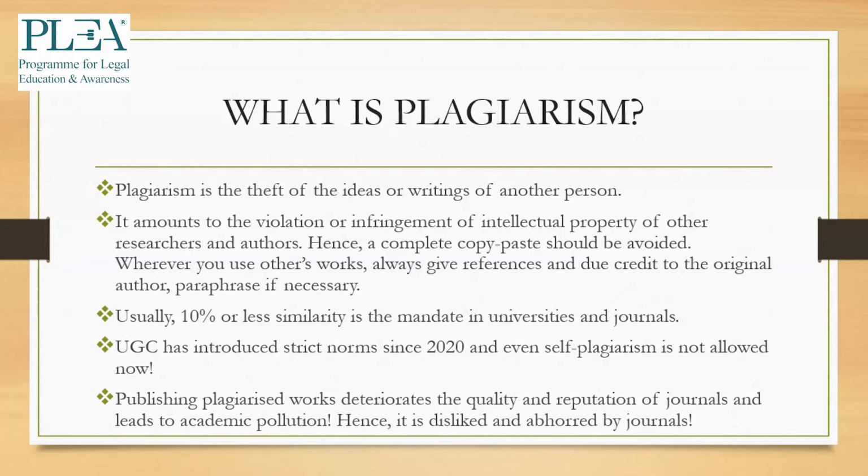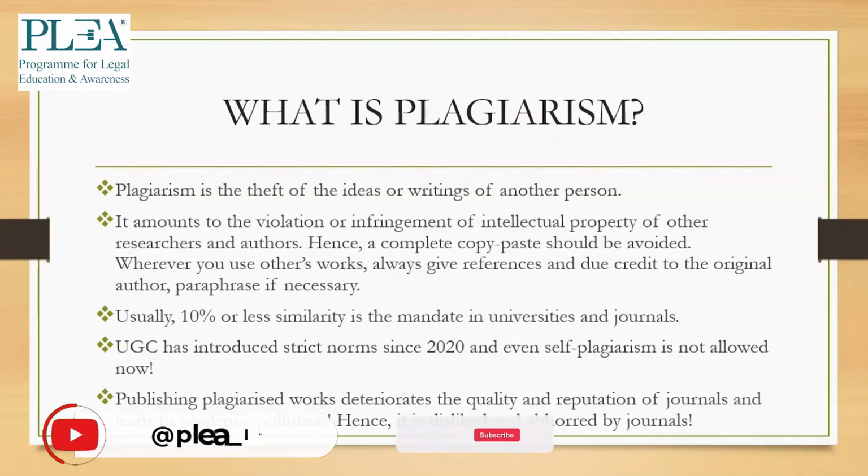UGC has introduced strict norms since 2020, and even self plagiarism is not allowed now. If you have published a particular thesis or a dissertation or a research paper earlier, and now you want to publish something similar to it, so you just cut copy paste from your earlier work and publish it in another work, and you try to say that these are two different works. It is self plagiarism. That is, you have used your own works for newer works and it is not allowed. UGC has become very strict when it comes to plagiarism. So better not to cut copy paste.